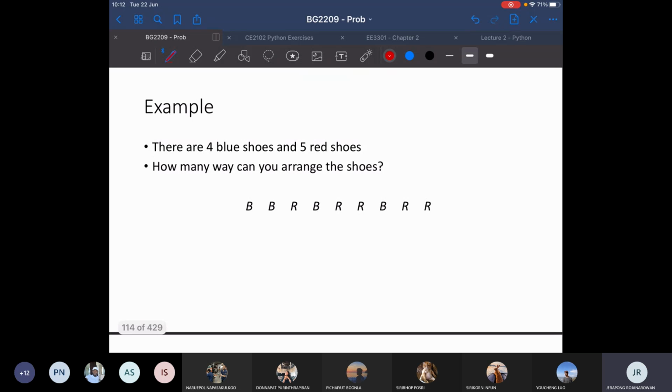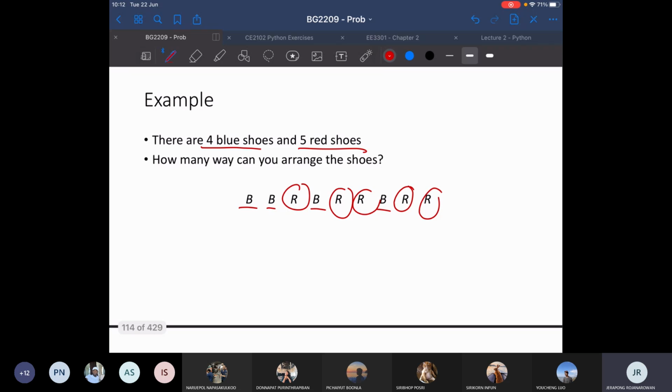Now let's try this one. You have 4 blue shoes, 1, 2, 3, 4. And 5 red shoes, 1, 2, 3, 4, 5. How many ways can you arrange the shoes here?